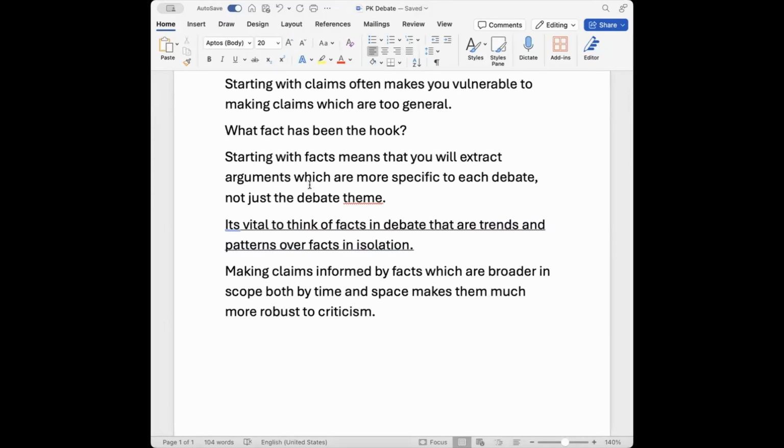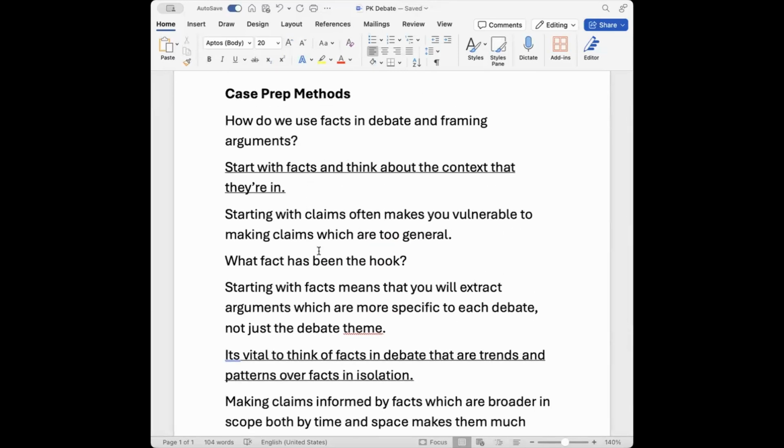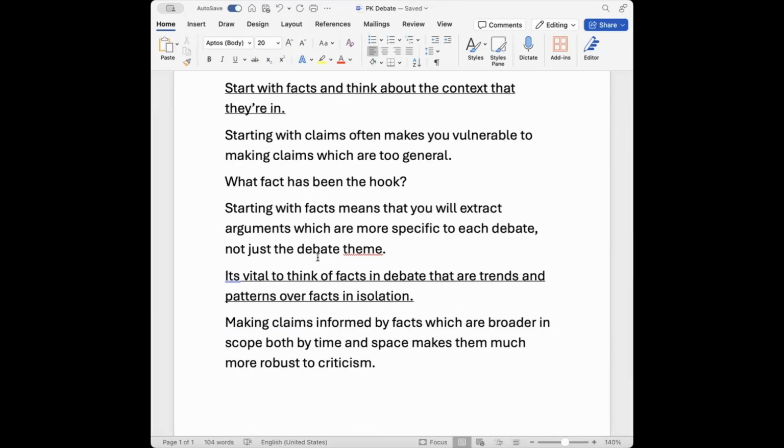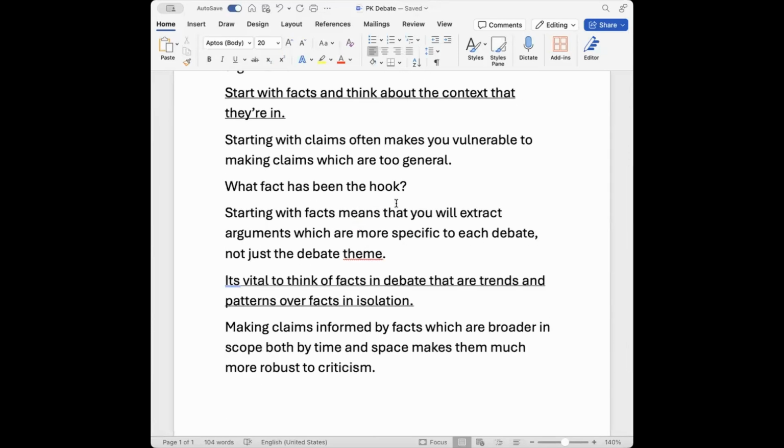Before I shift from facts in case prep to making claims in case prep, are there any questions about what I just said? If you have general questions, I'm happy to talk about them in about 10 minutes. But if you have questions on this so far, I'm just going to wait for a second to see if anyone does.